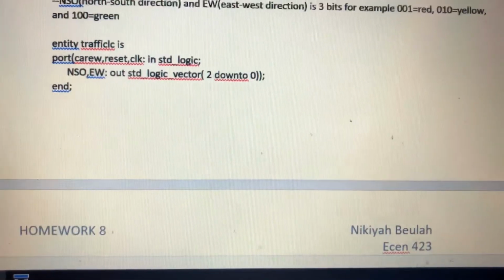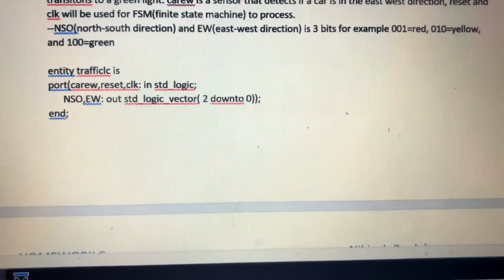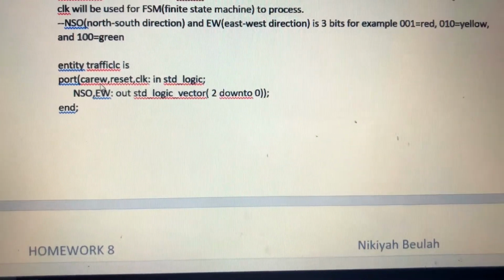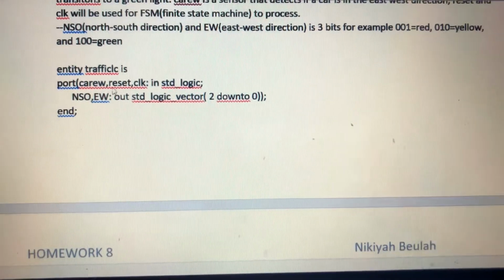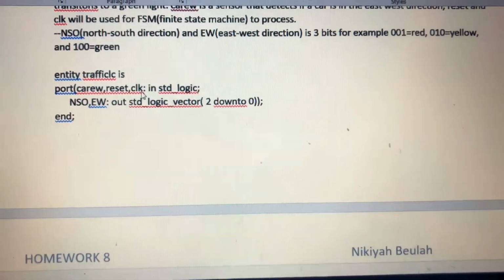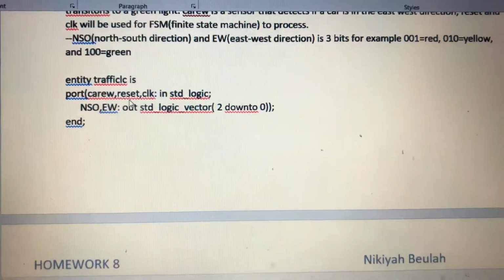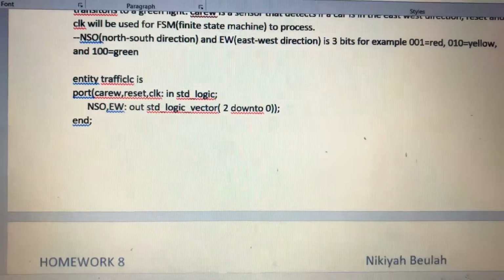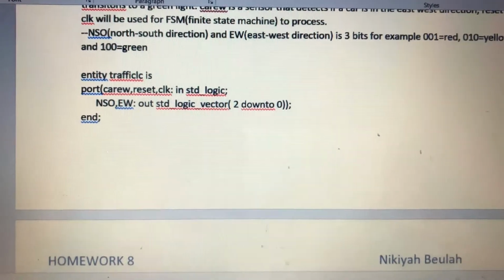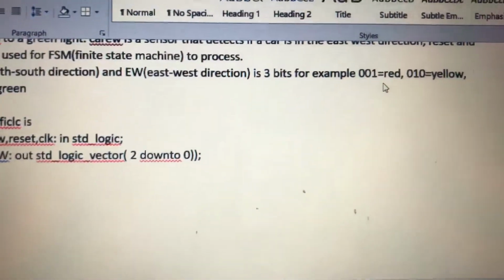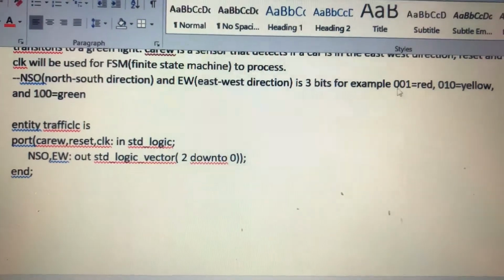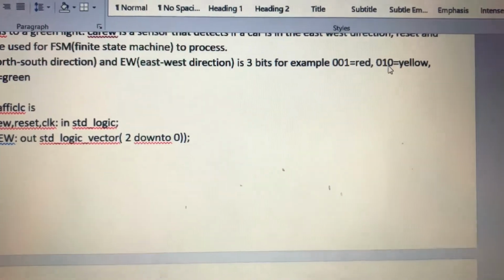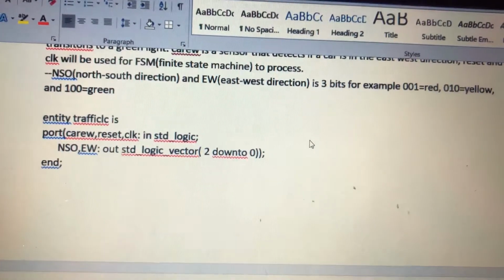So here I have my code for my traffic light controller. I have my sensor, car east-west, that's my sensor. I have a reset and a clock for my finite state machine. And then I have my directions, north-south and east-west, that are both going to be 3 bits, because this is how we define our lights. Red light will be 001, yellow light will be 010, and green light will be 100.